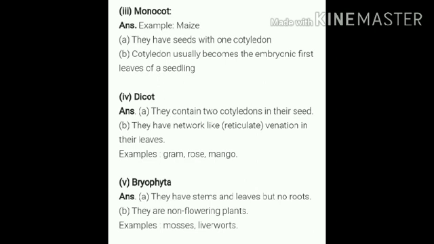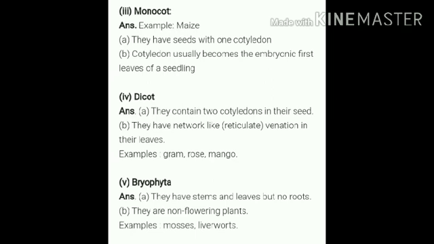Third is monocot. The example will be maize. They have seeds with one cotyledon. Second, cotyledons usually become the embryonic first leaves of a seedling. Fourth one is dicot. They contain two cotyledons in their seed. And second, they have network-like venation in their leaves. Examples will be gram, rose, and mango.